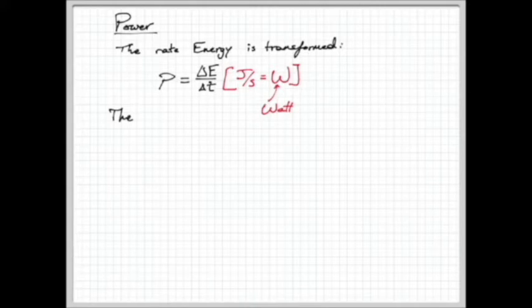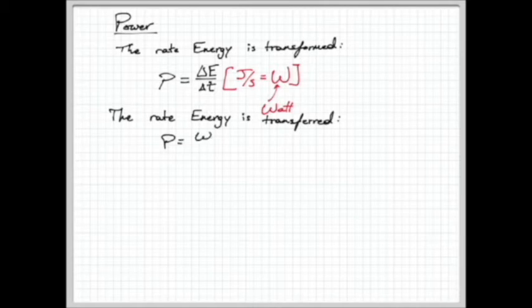Now you can also look at power a different way. We can look at power as the rate that energy is transferred. Okay, focus on the two differences. First one is the rate energy is transformed. The second one is the rate energy is transferred. Well, work is what transfers the energy. So we define that in pretty much the same expression, but this time it's work over time.